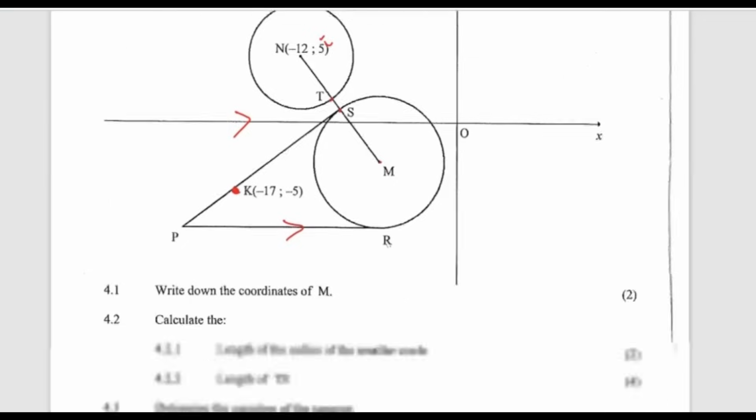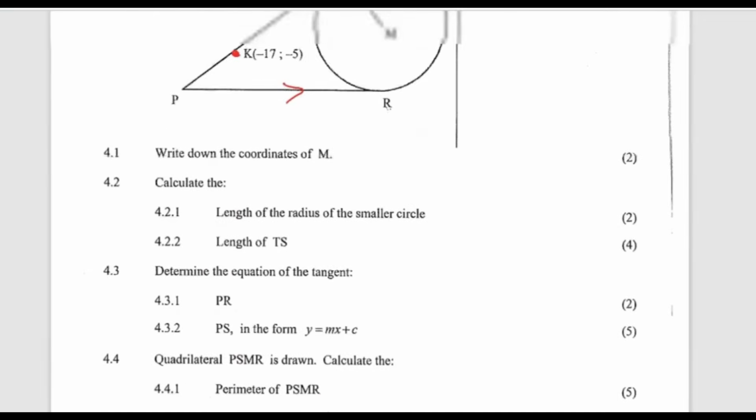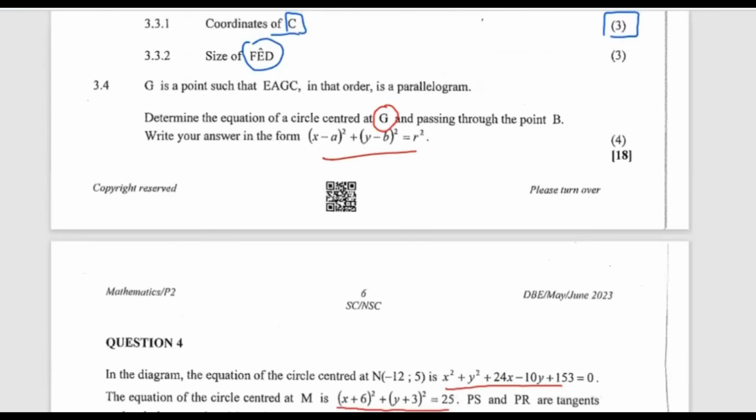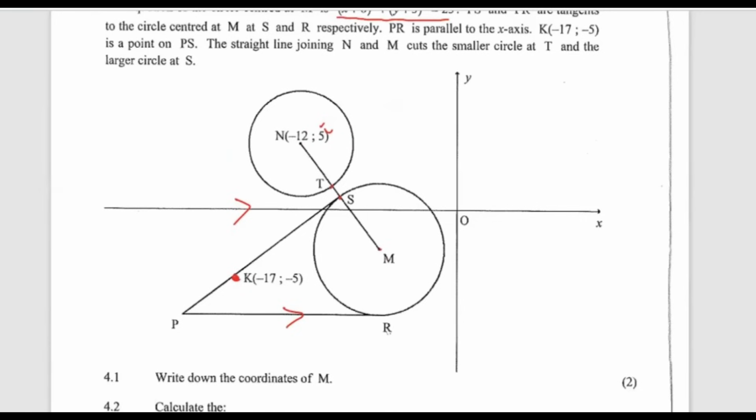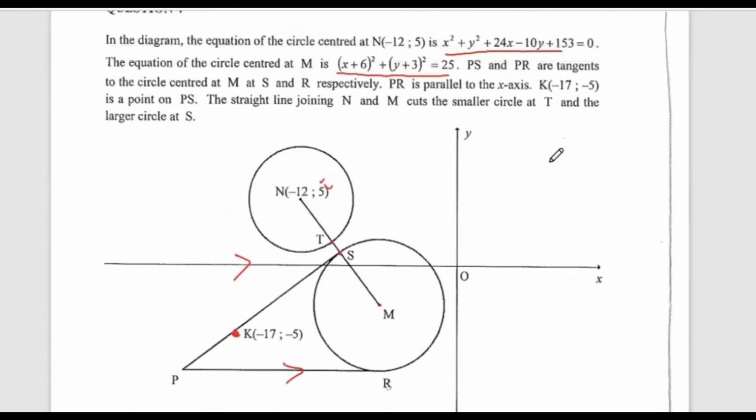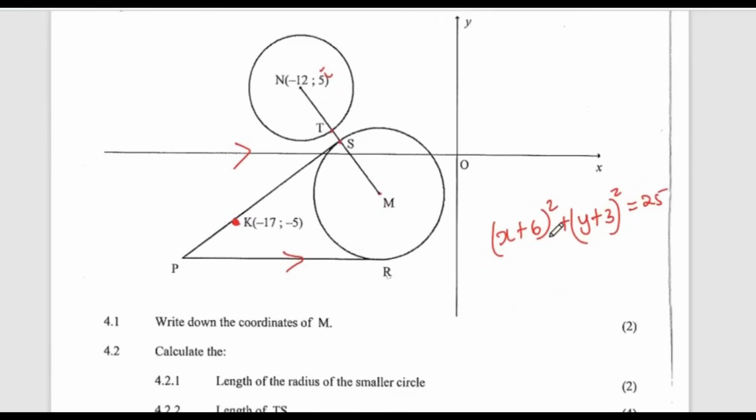Then the first question is asking us to write down the coordinates of M. Do we have the equation of circle M? The answer is yes. Because remember that equation is x plus 6 squared, then y plus 3 squared, then 5. So remember what we say, we always just get these coordinates but switch the signs. Okay, so M is going to be negative 6 and negative 3. There we go.